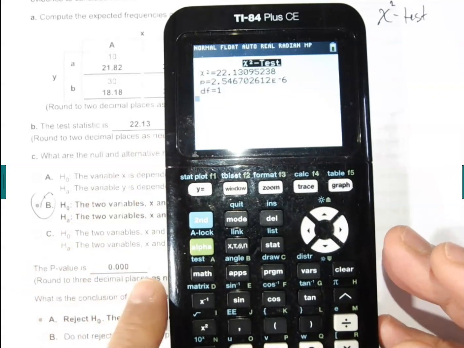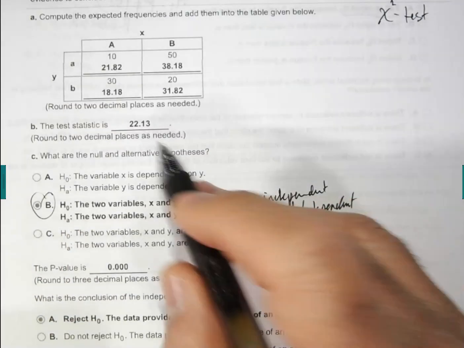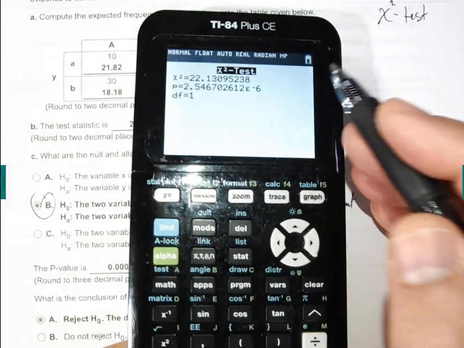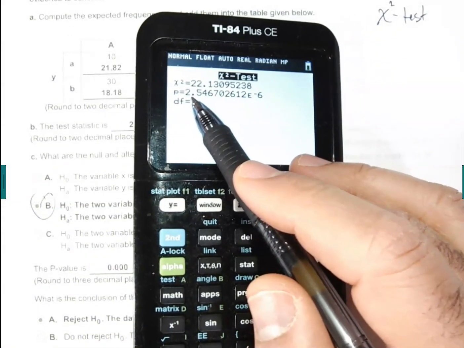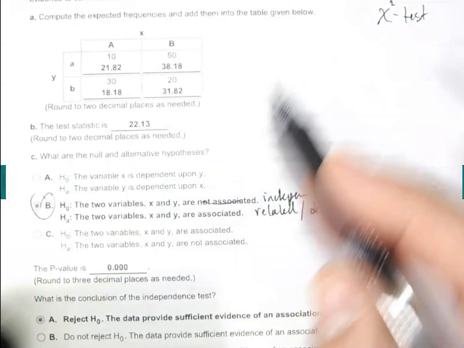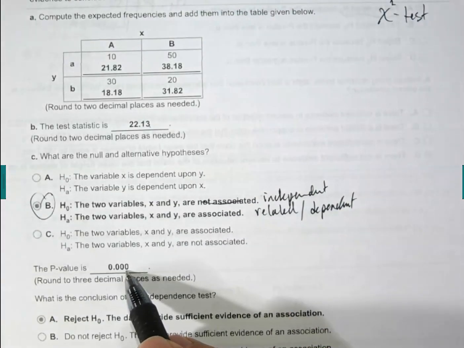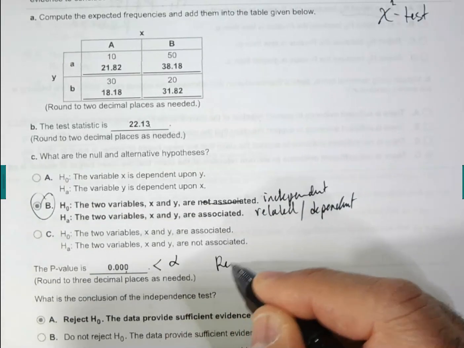Test statistic is 22.131. Here you go, 22.13. The p-value, you see the e minus 6, that means this is 0.000002, which, if he says round to 3 decimal places, is 0. So the p-value is less than alpha. We reject H0.